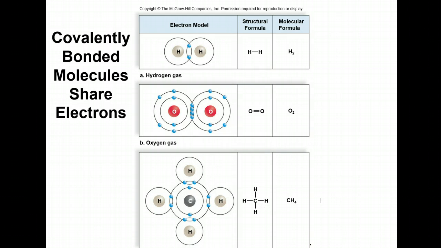If the sharing is equal, it is called a nonpolar covalent bond. If the sharing is unequal, we call it a polar covalent bond. Because biological molecules must function in a watery environment where ionic bonds rapidly dissociate, which means break down, the atoms in most biological molecules, such as those found in proteins, sugars, and fats, are joined by covalent bonds.